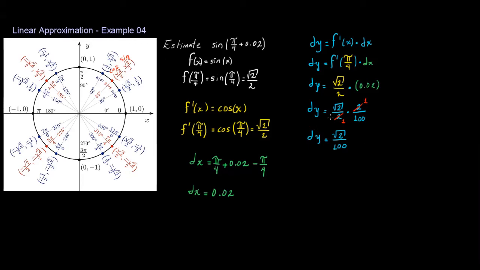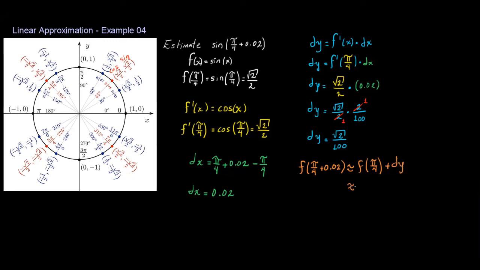Now we got dy, but that's not exactly what we're looking for. We're looking for an approximation of sine of pi over 4 plus 0.02. Now, remembering from the previous videos, f of pi over 4 plus 0.02 will be approximately the same as the known value, which is f of pi over 4, plus the differential we found, the differential of y.